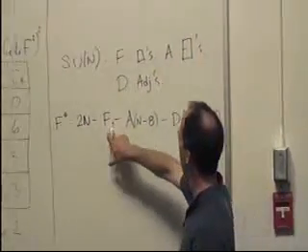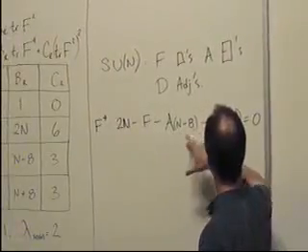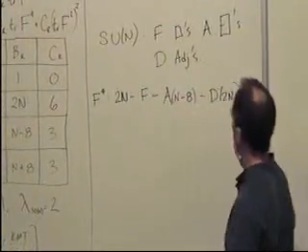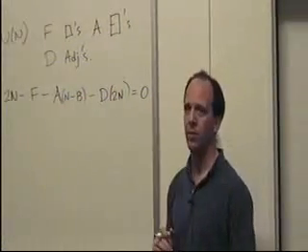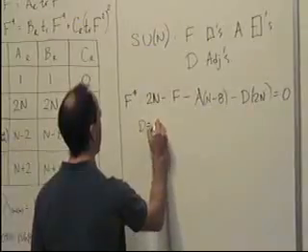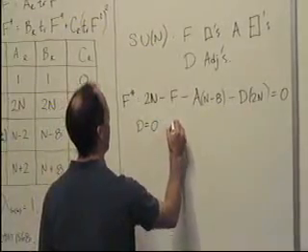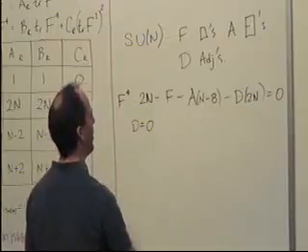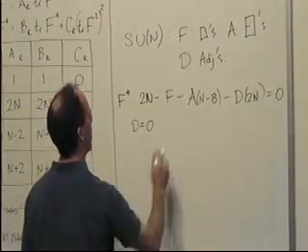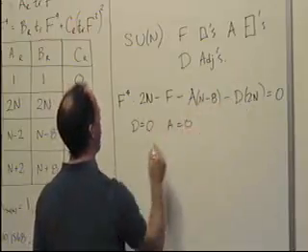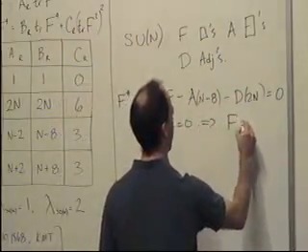Unless the number of fundamentals is related to the number of antisymmetrics and adjoints through this formula, anomalies will not cancel. So let's look at a couple special cases. Let's say D equals 0 and A equals 0. Those terms cancel. Then F equals 2n.